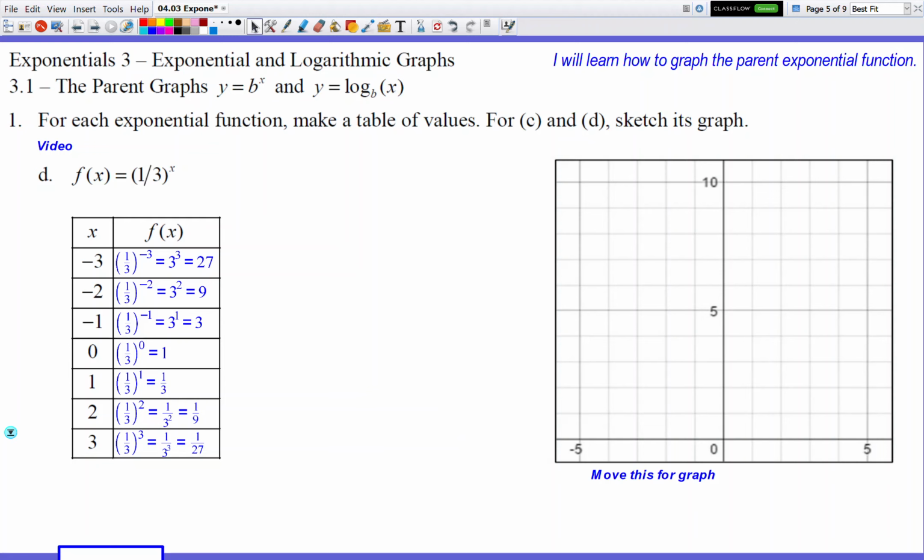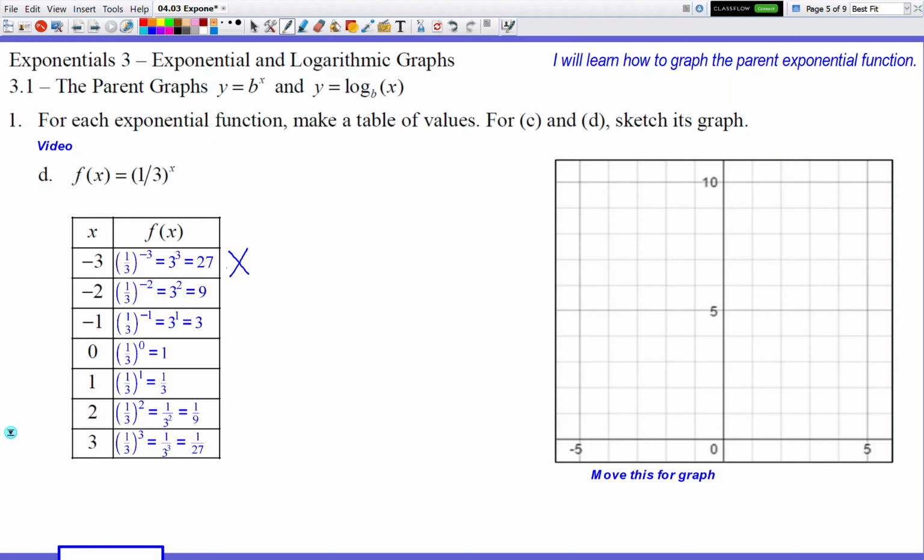Okay, so these are all my values that I'm going to plot on the graph. And if you notice, -3, 27 is not going to fit. So we're not going to plot this one right here, because my y-axis doesn't go up to a height of 27, so I'm not going to do that. But I can make it go up to 9, though, right?